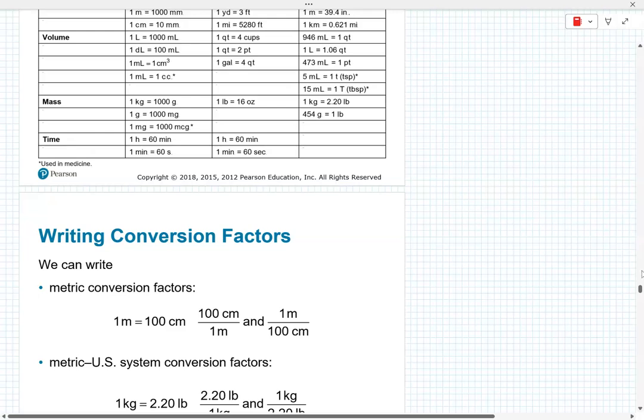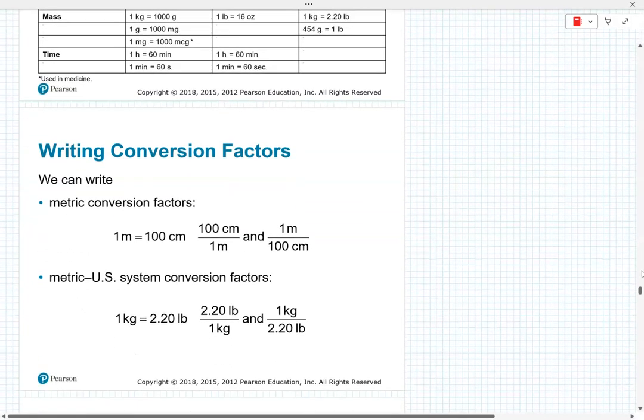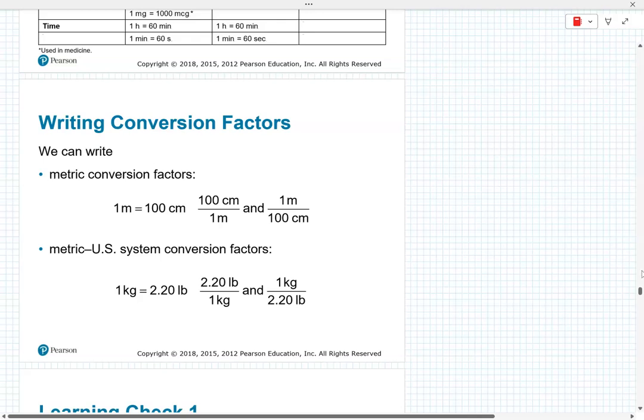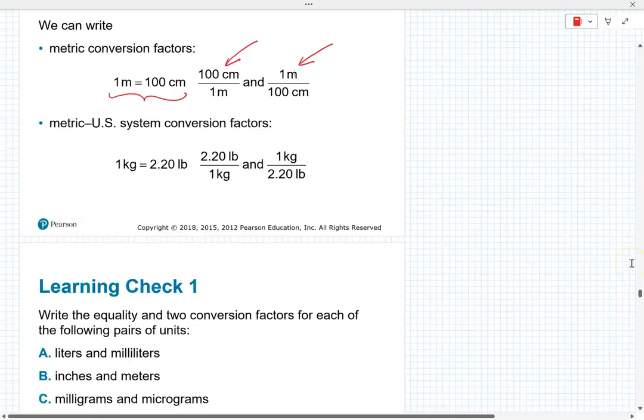And this brings us to the conversion factors, which we're going to use a lot in the course. So when you take an equality like this, you can write it as there's 100 centimeters in 1 meter, or 1 meter contains 100 centimeters. So it can be written for anything.